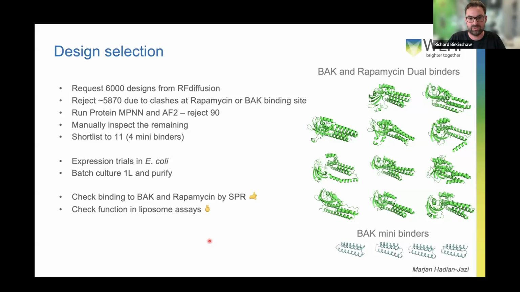And then at the Alphafold 2 stage, we ended up rejecting about another 90 based on the RMSD to the design model. And then the remaining 40 or so, I was able to manually inspect and just look for things that made sense, things that didn't look right. Shortlist down to 11 based on that and a combination of sequence diversity and other properties that we might expect.